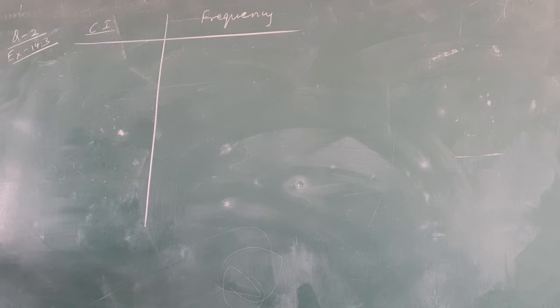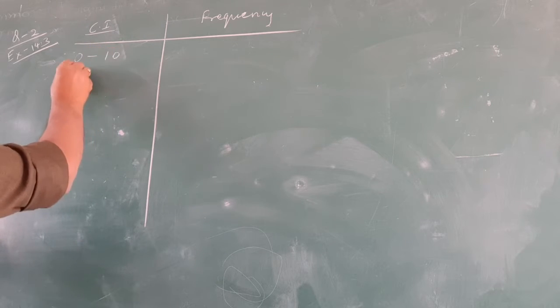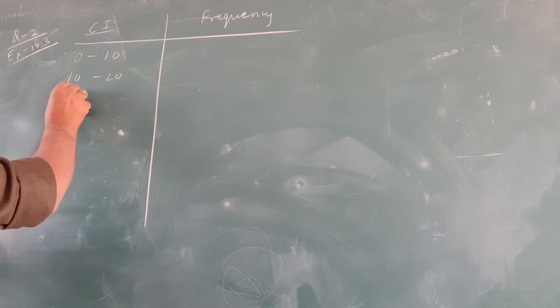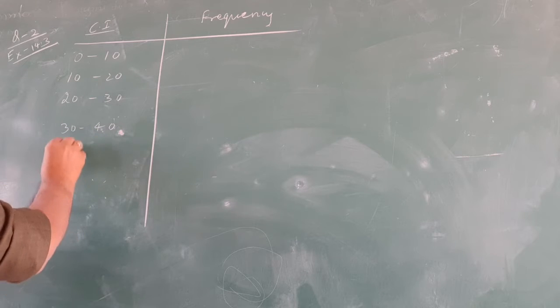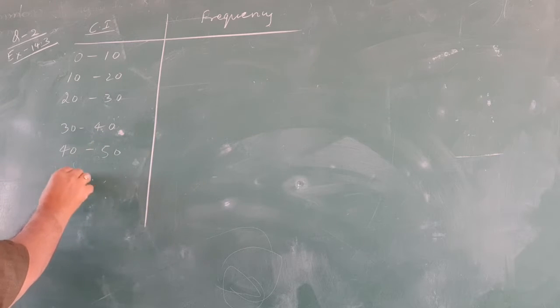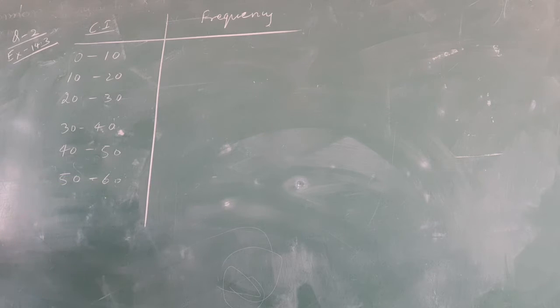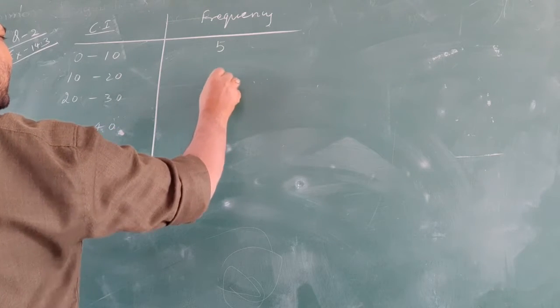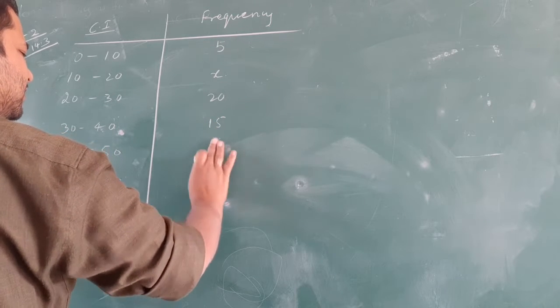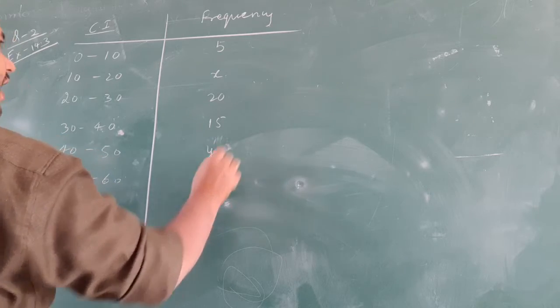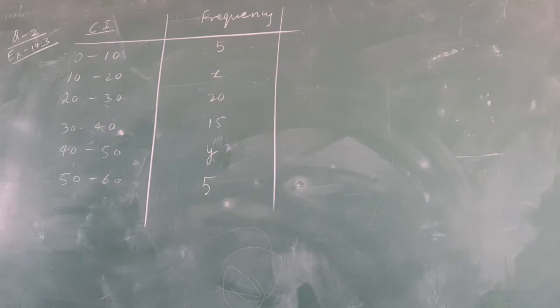So see, class interval 0 to 10, 10 to 20, 20 to 30, 30 to 40, 40 to 50, 50 to 60, with frequencies 5, x, 20, 15, y, and 5. So this is the frequency distribution.